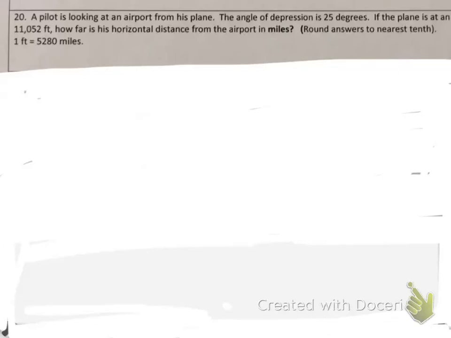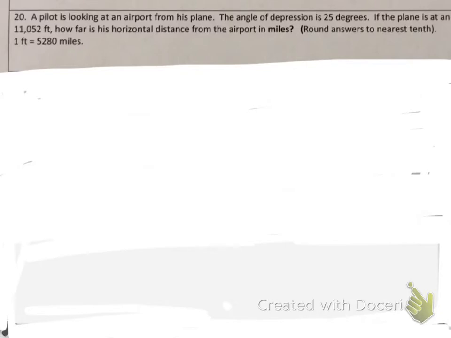Alright, number 20. We've got a pilot that's looking at an airport from his plane. They give us the angle of depression. They tell us how high that plane is, and they want us to figure out the horizontal distance in miles. So if I look at the units that they gave us as to how high the plane is, it's in feet. You can choose. Do you want to convert that to miles right away? Do you want to leave it in feet and then convert to miles? It's up to you. I'm going to leave it in feet and convert to miles in the very end.